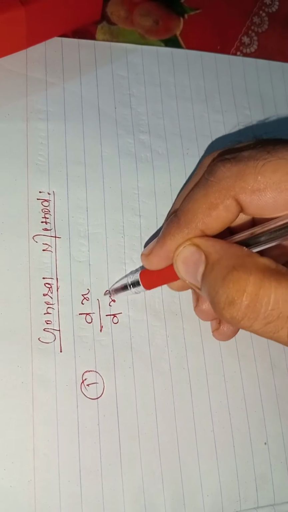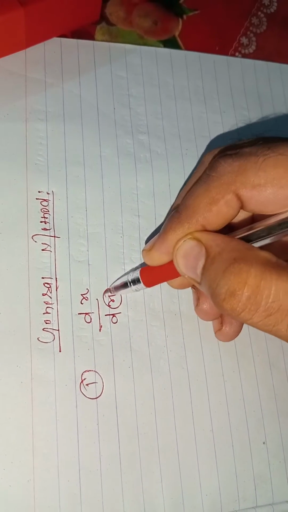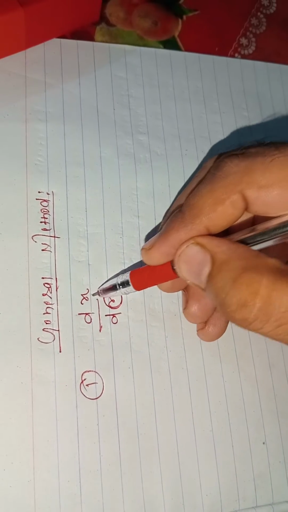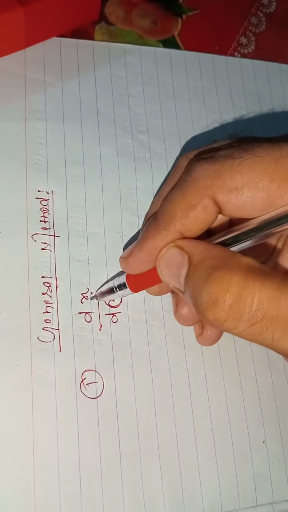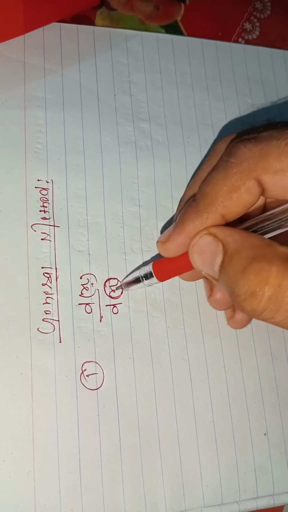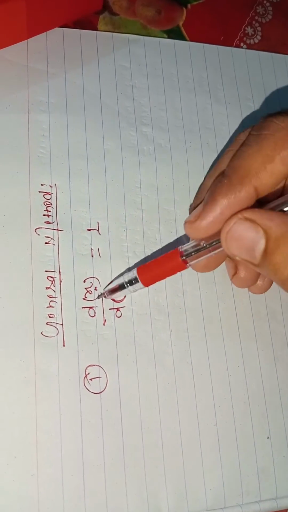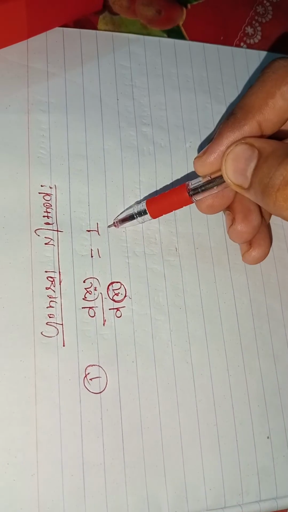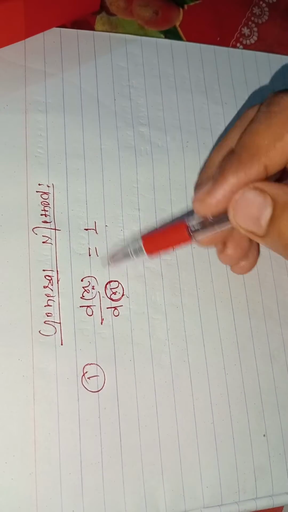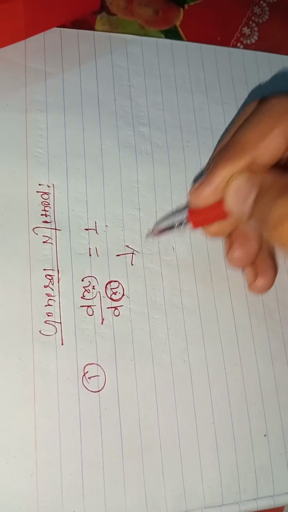It is the respect to which we are going to find the derivative of x. So dx by dx gives you 1. Actually in mathematics dx by dx is equal to 1. Certainly we write 1. But how does it come to be 1? There are some rules.